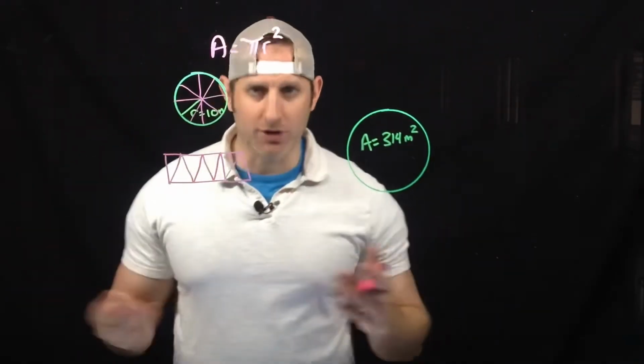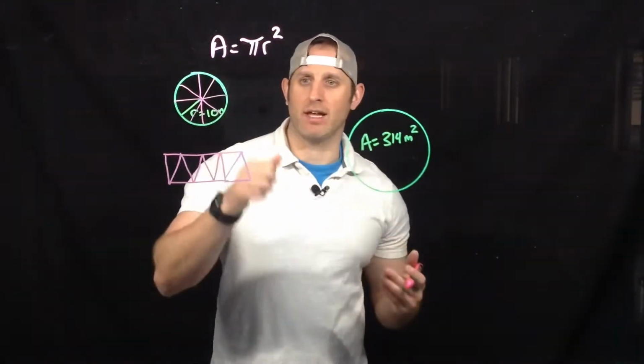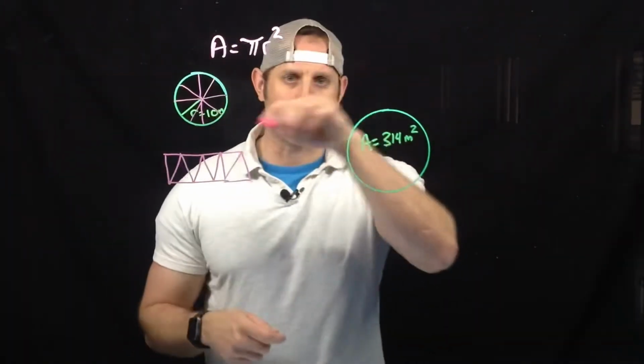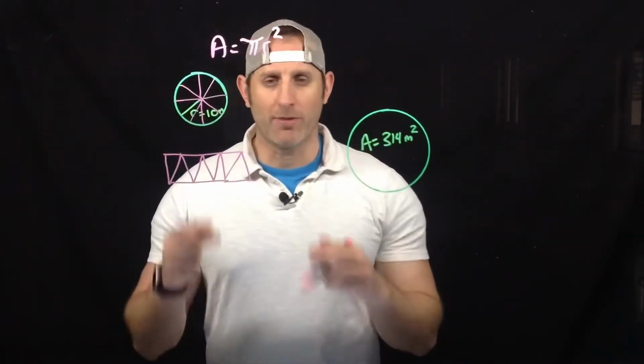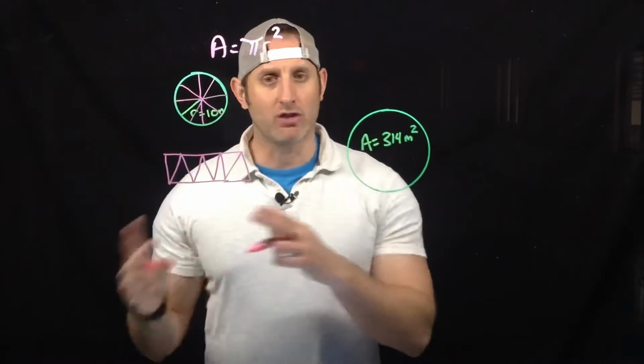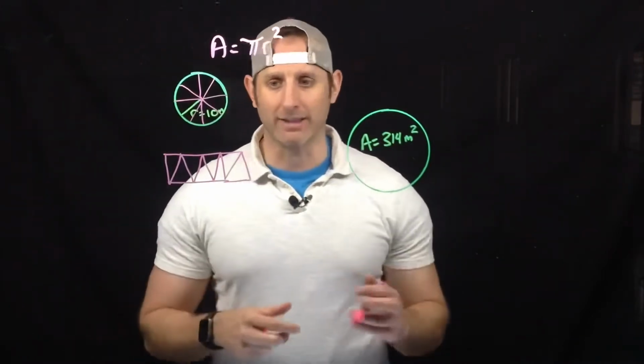Okay, now if you would like to try that, what I would recommend you do is find a piece of paper, draw yourself a circle, and start to divide it into as many pie pieces as you can. Cut them out, and then once you cut them out, try to rearrange them, and you'll see that the smaller you cut the pieces, the more like a rectangle it gets.